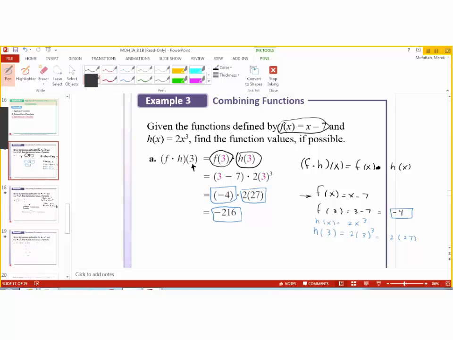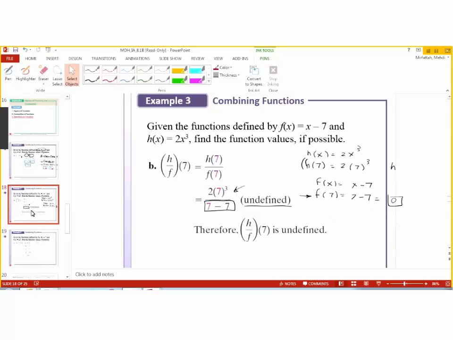To find f of 3, you look for f of x. f of x is x minus 7, so f of 3 would be 3 minus 7. You substitute 3 for everywhere you see x here. And as for h of 3, you substitute 3 in the h function everywhere you see x. Do you follow that now? Yes. Okay, good.